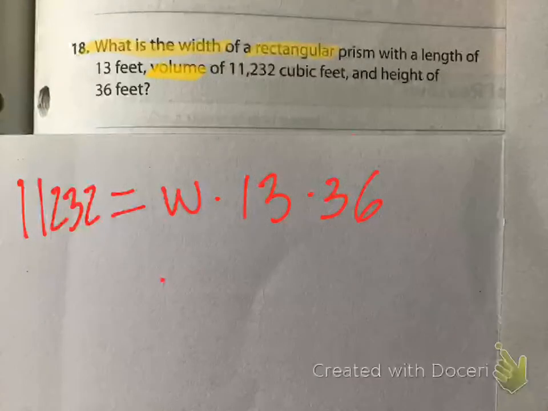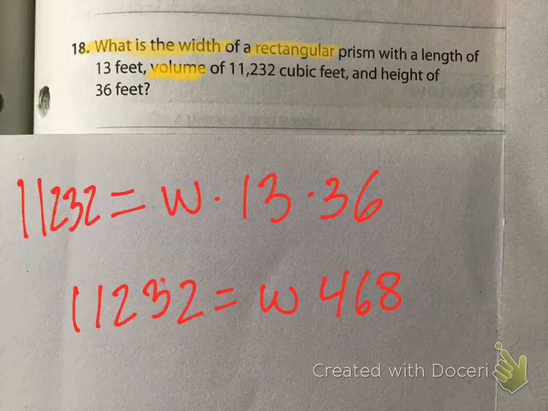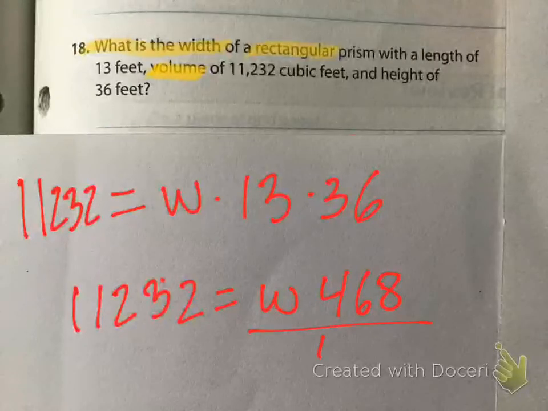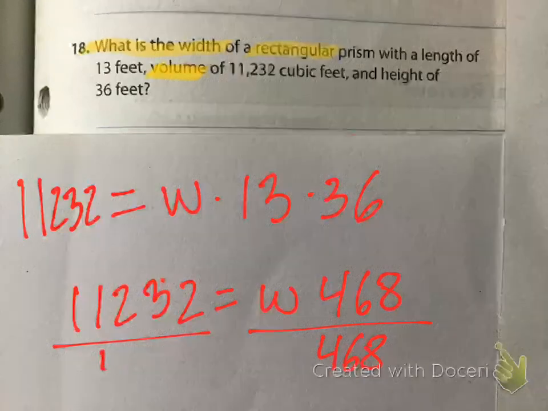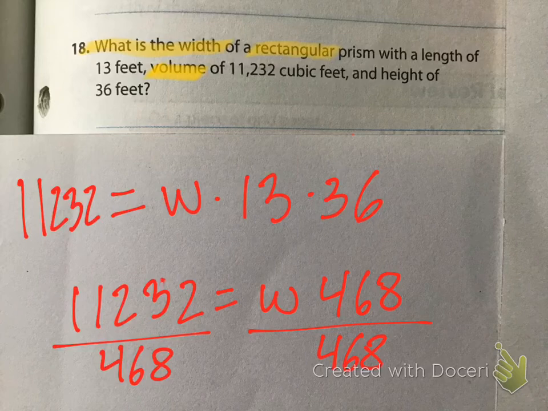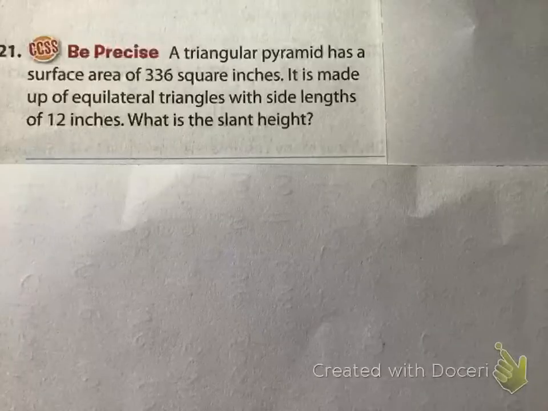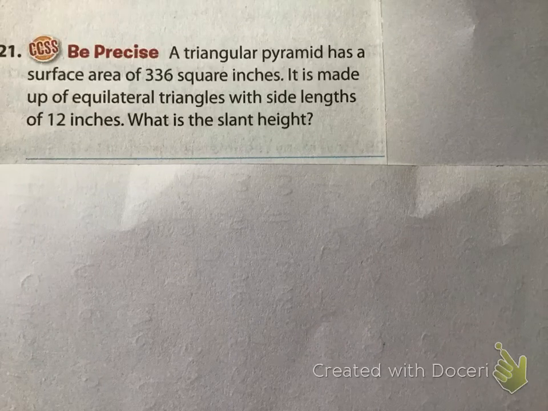So I would get 11,232 is equal to my width times, what did I say, 468? So then I just divide. I literally divide. So when I divide 11,232 by 468, I get my width to be equal to 24. Yes, Gore, exactly. So our last problem here, we've got a triangular pyramid.